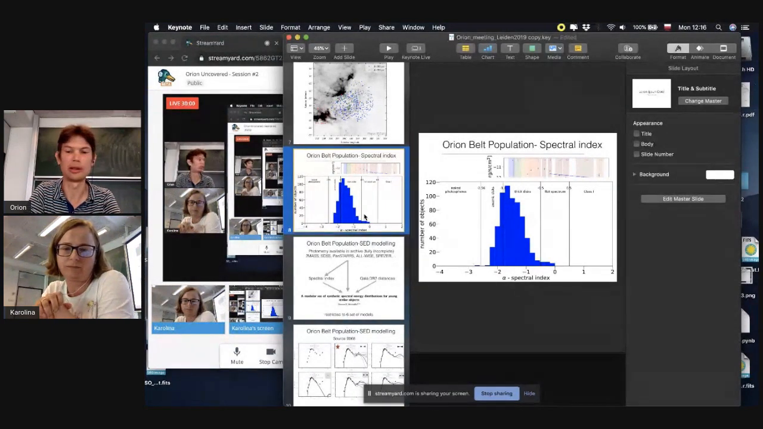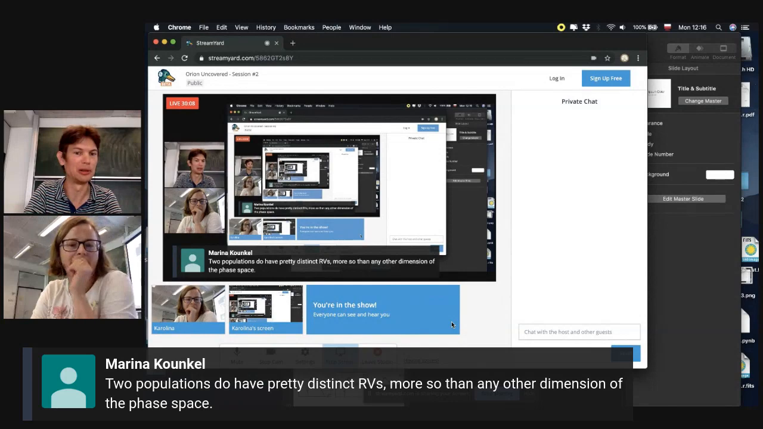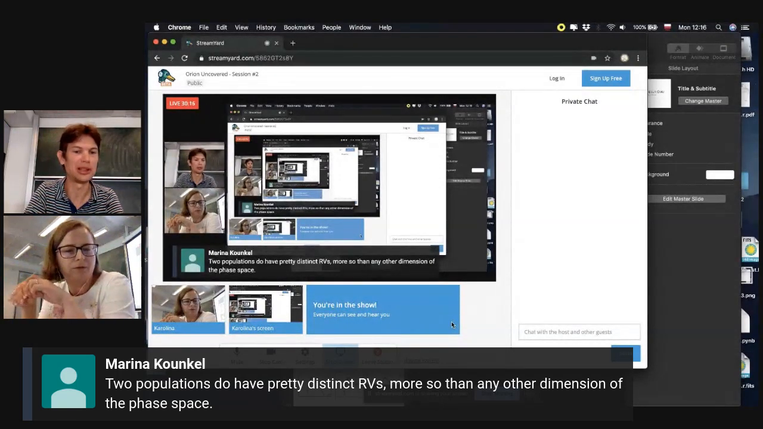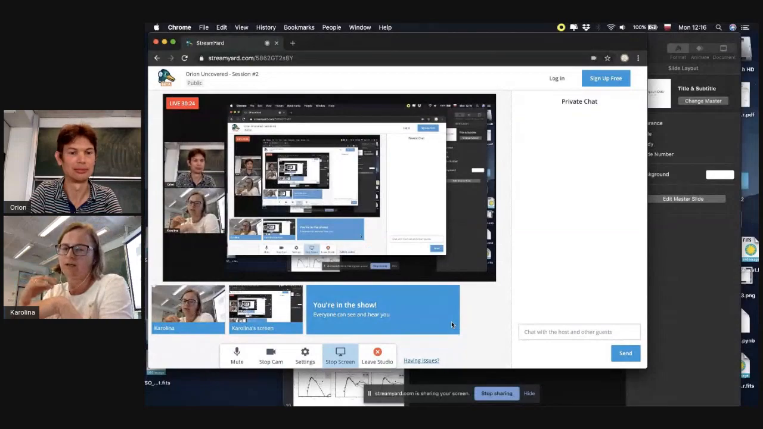Okay, it looks like we also have one comment by Marina Kounkel. The two populations do have pretty distinct radial velocities, more so than any other dimension of the phase space. Yes, but if I compare my sample with what Marina presented in her paper, I'm not finding any common sources. So maybe we are still not sensitive to the same stars.